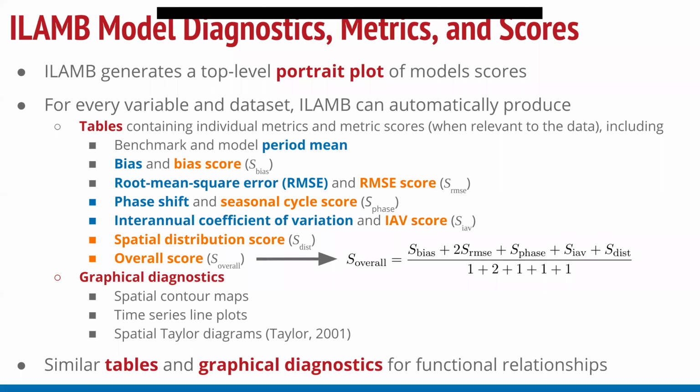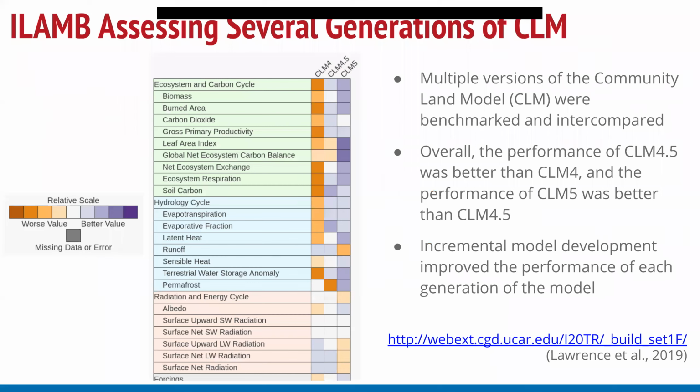So this is an example of a portrait plot for ILAMB assessing several generations of the Community Land Model. You can see those biogeochemistry variables in green under the ecosystem and carbon cycle label, hydrology variables in blue, and the radiation and energy variables in pink. For each of the models, there's a column for CLM4, CLM 4.5, and CLM 5. By looking at the relative scale on the left-hand side, we can see that model performance improved overall between CLM4 and 4.5, and then again between CLM 4.5 and CLM 5.